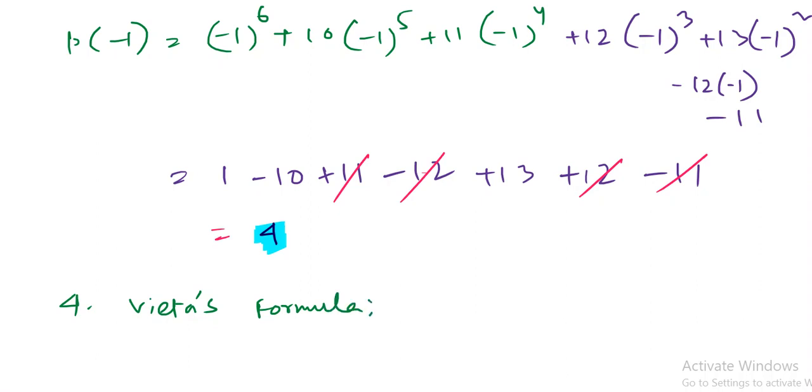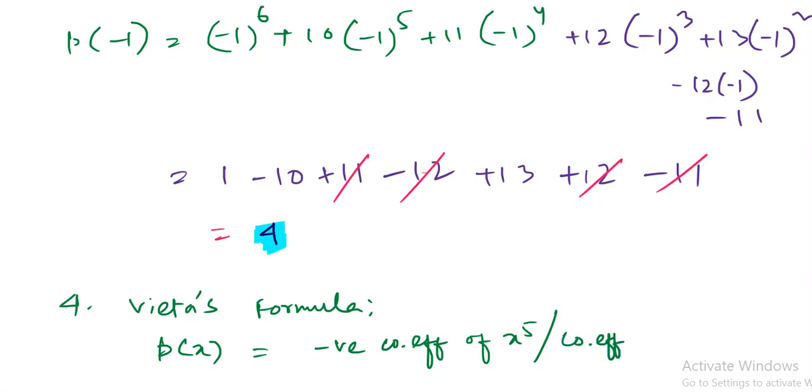Okay, so the sum of the roots of polynomial p(x) is equal to the negative of the coefficient of x to the power 5 divided by the coefficient of x to the power 6.